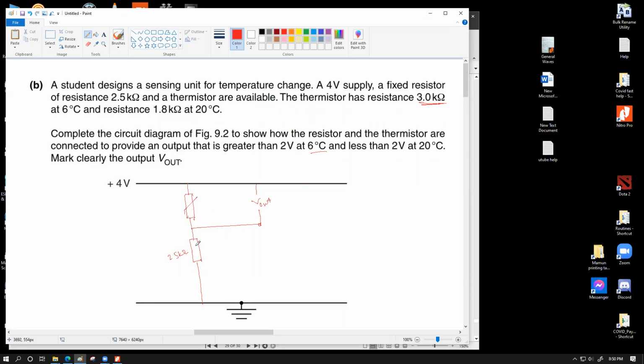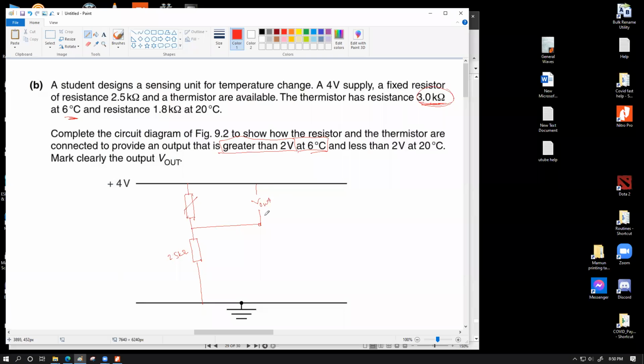The idea is at 6 degrees Celsius, the thermistor has a resistance of 3 kilo ohm. The question tells me that the output is supposed to be greater than 2 volt at 6 degrees Celsius. Our total available voltage is 4 volt. This is 2.5 kilo ohm. If I want an output bigger than 2 volt, then I need a resistance bigger than 2.5 kilo ohm over here, so that the bigger fraction of the voltage is available across this one.